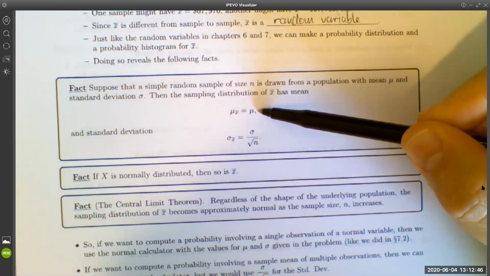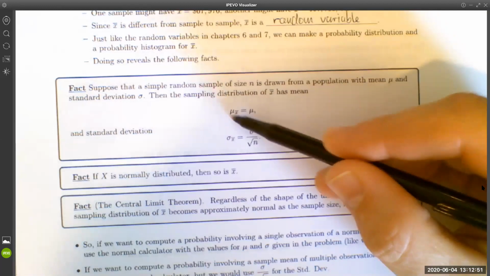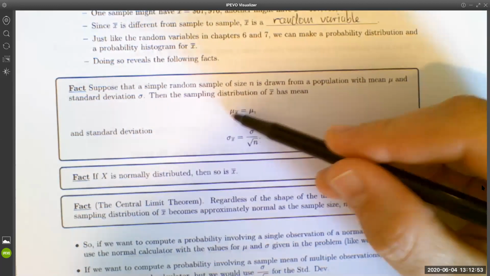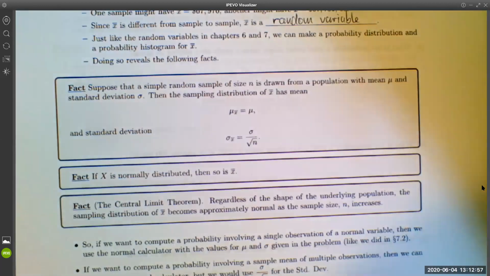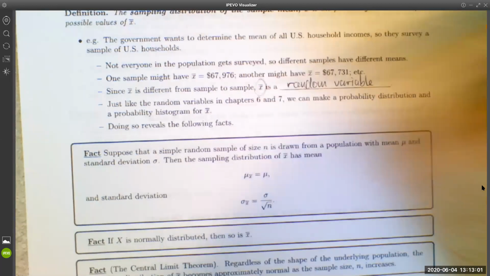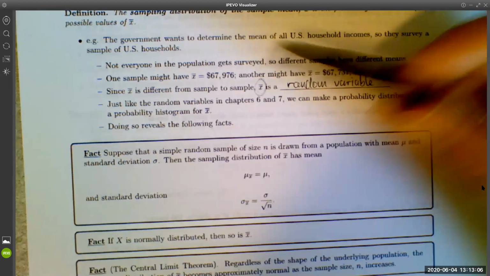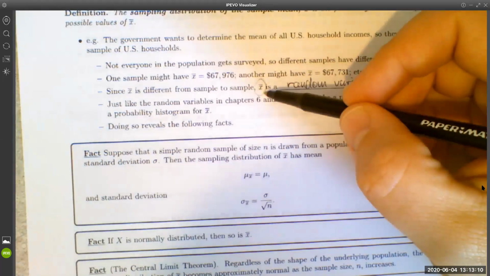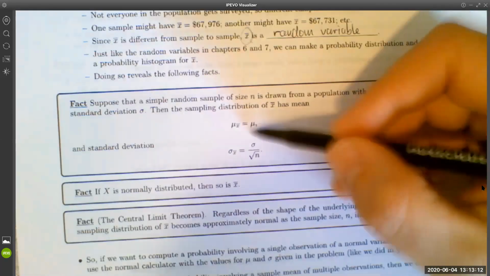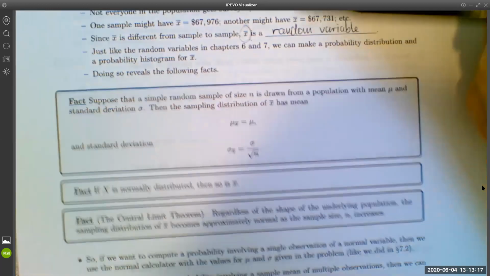the symbol that we use for the mean of the sample means is mu sub x bar. And it turns out that mu sub x bar is just exactly the same thing as the population mean. So in other words, if you were to list out all of the possible different sample means, all of the different possible x bar values, and then if you took the average of those averages, what you would discover is that the average of those averages is equal to the population mean that you started out with to begin with. So that's the mean of the sample means.